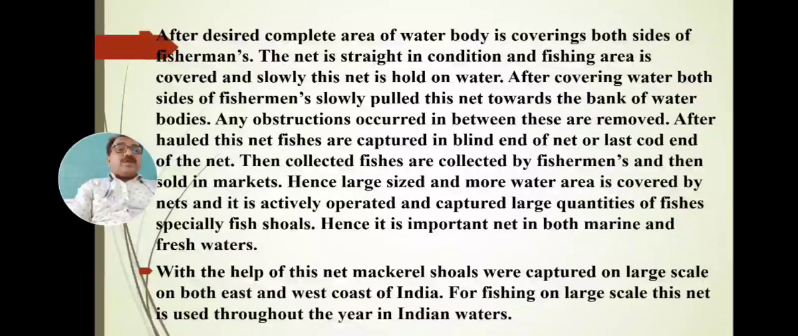After the desired complete area of the water body is covered by fishermen on both sides, right side as well as left side, the net is in a straight condition and the fishing area is covered. Slowly this net is hauled down in the water by the fishermen with their hand power, with their hands. After covering the water, the fishermen on both sides slowly pull this net towards the bank of the water body.